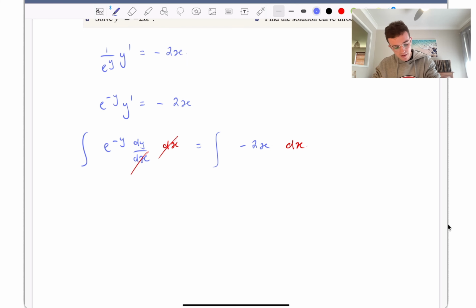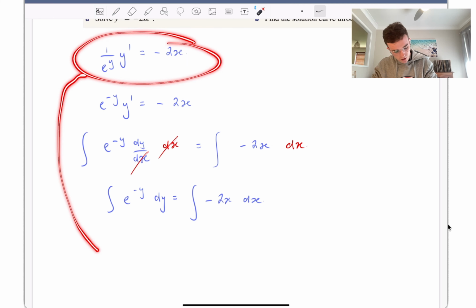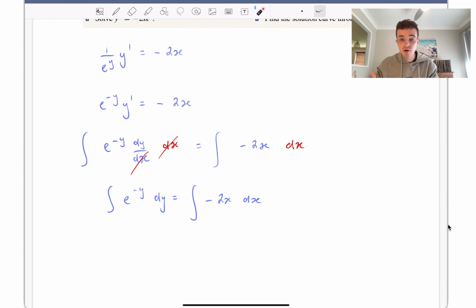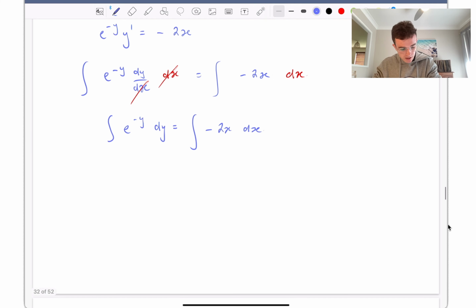So we can cancel that and that, and we get this is equal to the integral of e to the minus y dy is equal to the integral of minus 2x dx. Would you do that many steps normally? No, you would likely go from here straight away to the step after this. But this is just for our first example of how to do this. Now the integral of e to the minus y is minus e to the minus y, and that's equal to minus x squared plus c.